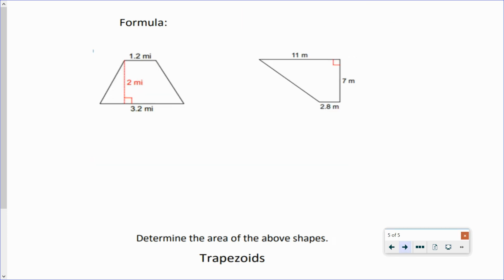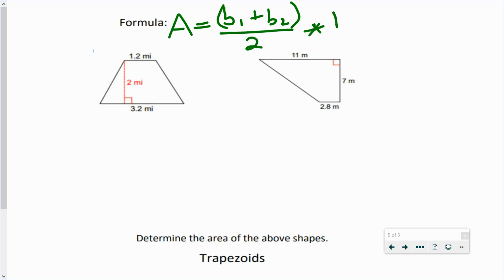The last kind of shape is a trapezoid. This is the shape that you have on your problem of the week this week. So the formula for a trapezoid is area equals base 1 plus base 2 in parentheses divided by 2 times the height. Now you'll see this other ways too. 1/2 base 1 plus base 2 times height. You'll see it in definitely different ways.